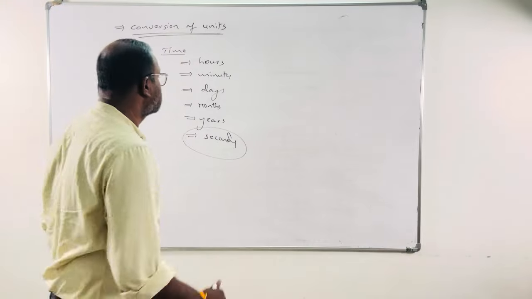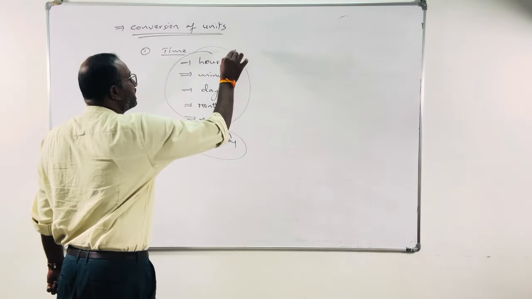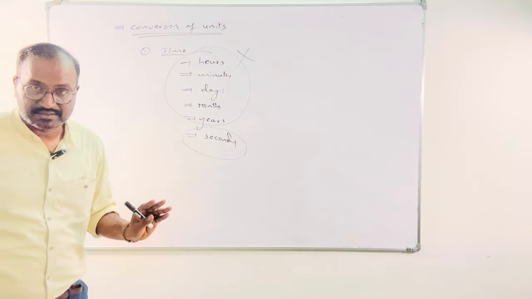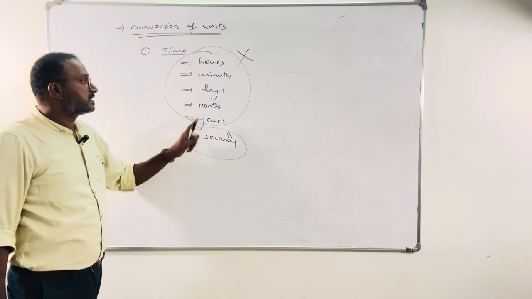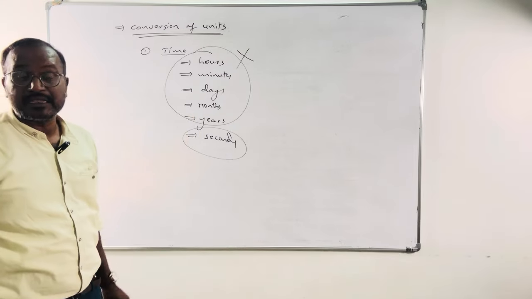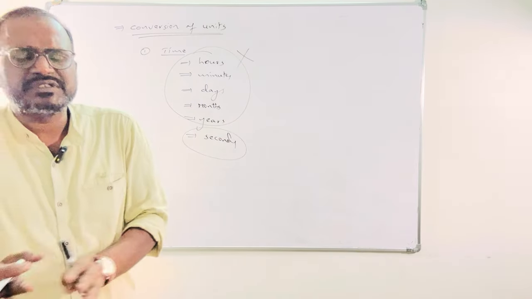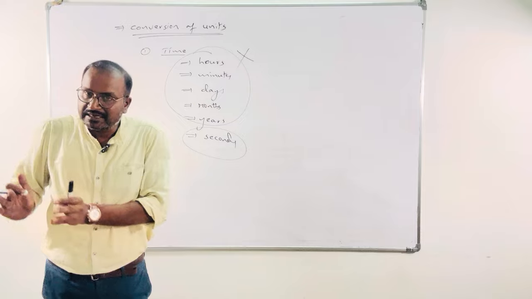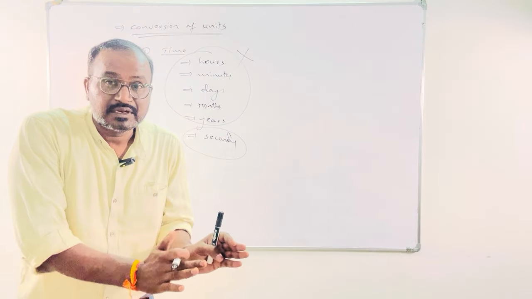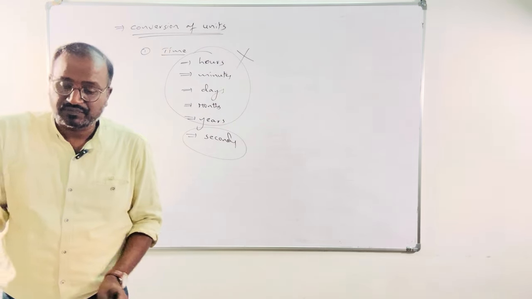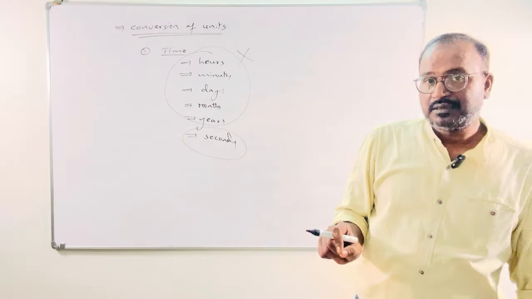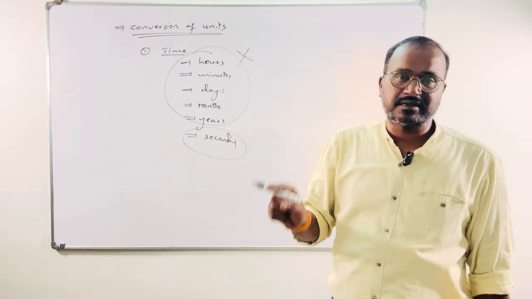We should not use them directly for calculation purposes in physical measurements. We have to convert hours into seconds, minutes into seconds, days into seconds, months into seconds, and years also into seconds. Of course, if the answer is given in years itself, you can use years directly. If months are given in the question and months are also there in the four multiple options, you can use them directly. If no units are given, compulsorily you have to convert that into seconds.